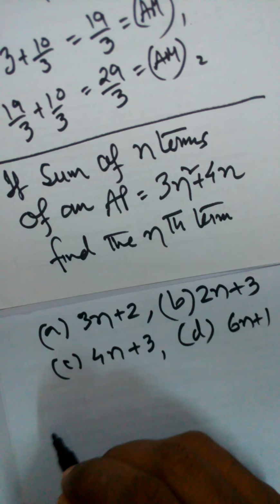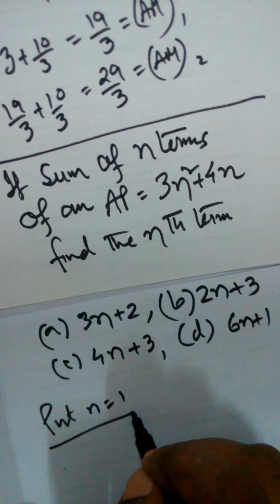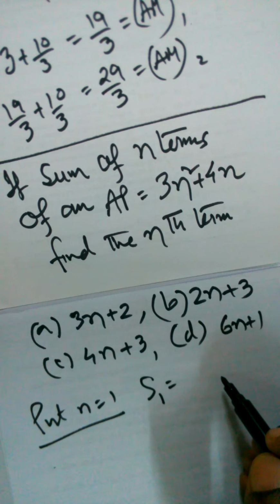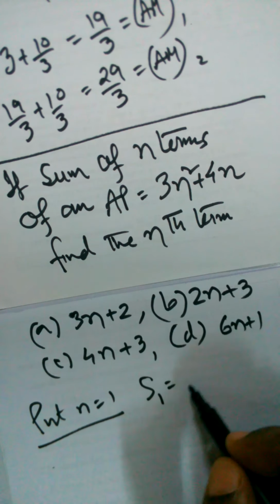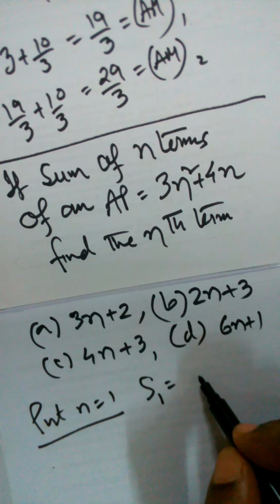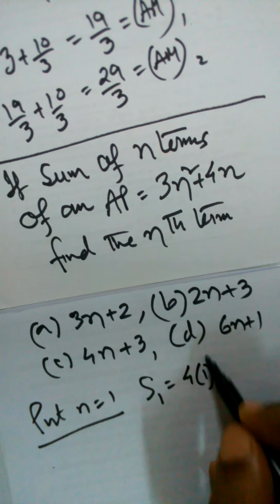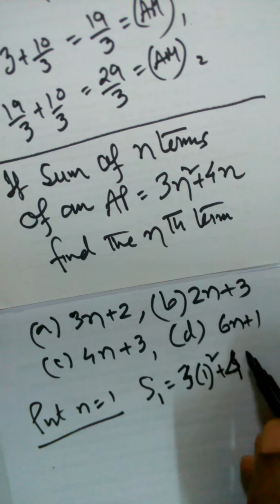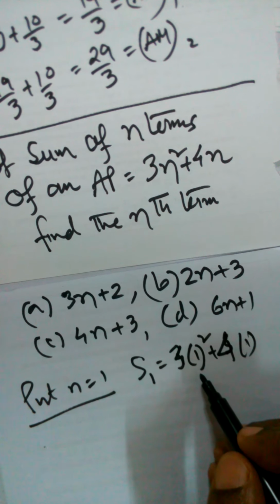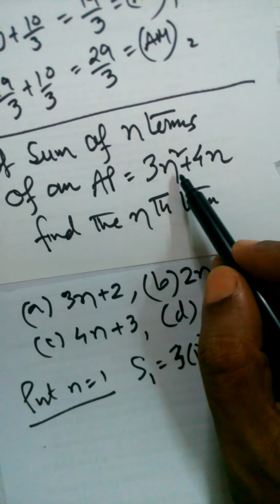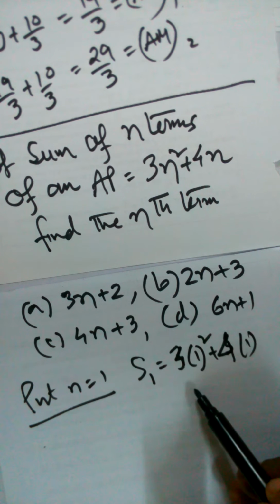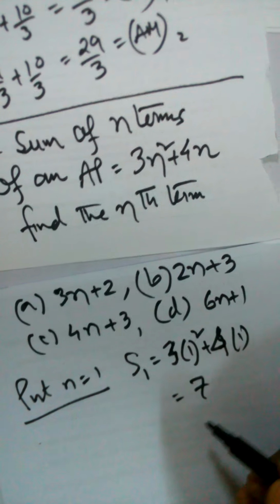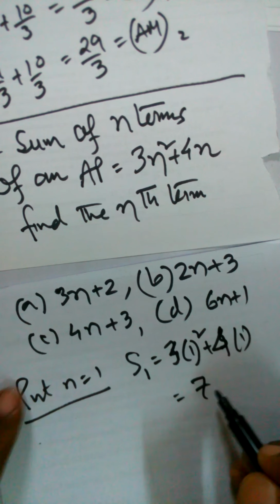Put n is equal to 1 in this sum of n terms. That means the sum of one term. The sum of n terms is 3n square plus 4n. So the sum of one term is 3 into 1 square plus 4 into 1, that is 7. Now this 7, the answer you are seeing, is 7.